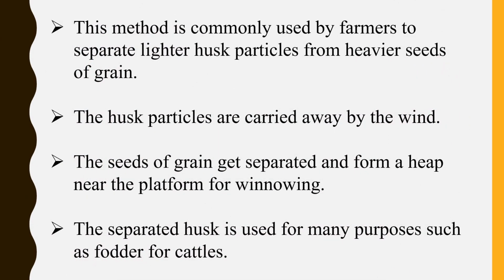This method is commonly used by farmers to separate lighter husk particles from heavier seeds of grain. The husk particles are carried away by the wind. The seeds of grain get separated and form a heap near the platform for winnowing. The separated husk is used for many purposes such as fodder for cattle.